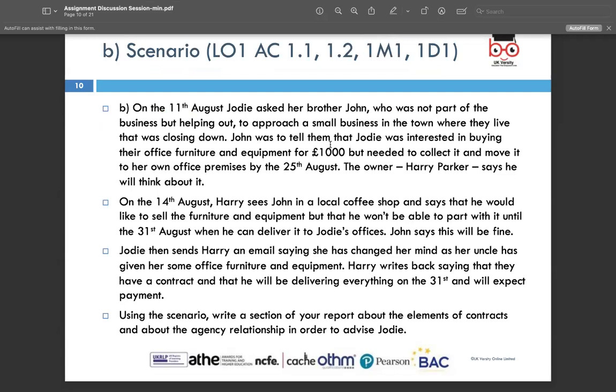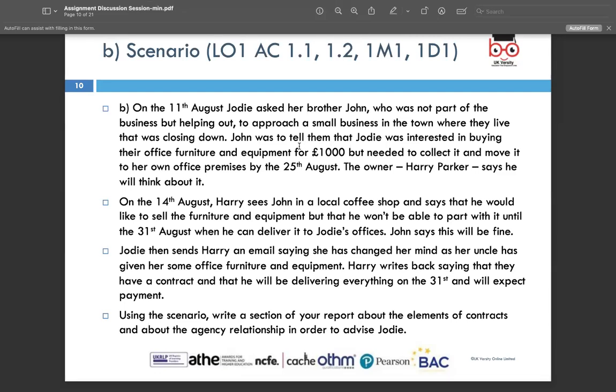Okay. So on the 11th of August, Jodie asked her brother John, who was not part of the business but helping out, to approach small businesses in the town where they lived that were closing down. John was to tell them that Jodie was interested in buying their office furniture and equipment for £1,000, but needed to collect it and move it to her own office premises by the 25th of August. So the owner, Harry Parker, says he will think about it.